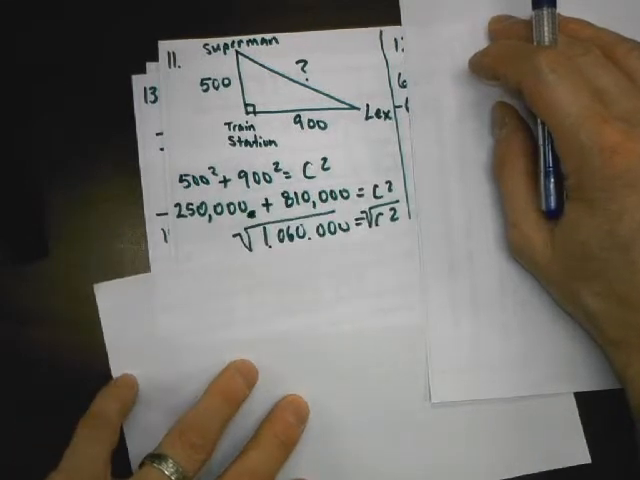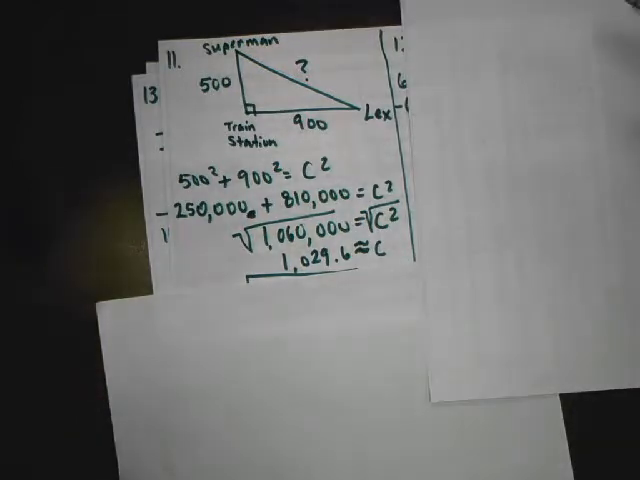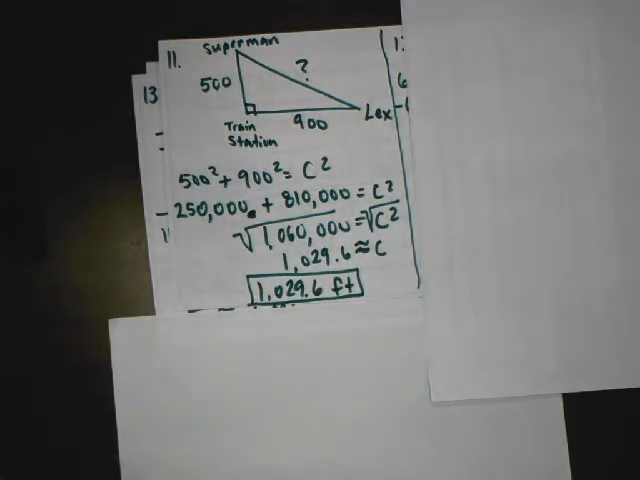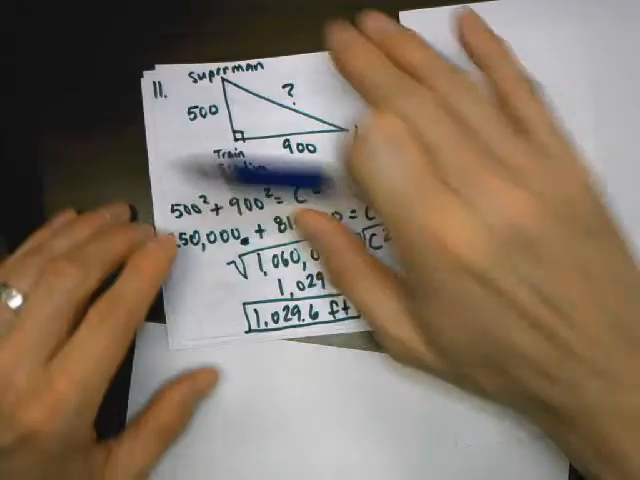Simplify, add, take the square root of both sides, and at this point we're using calculators, so we round that to the nearest tenths, and that's the answer right there. For 13, we're given this shape over here. I'm sorry, we're on 12.